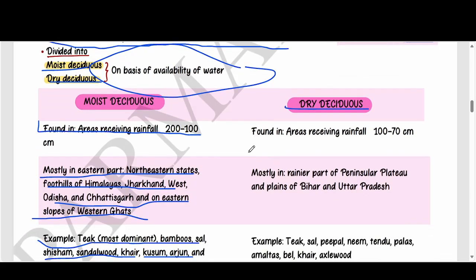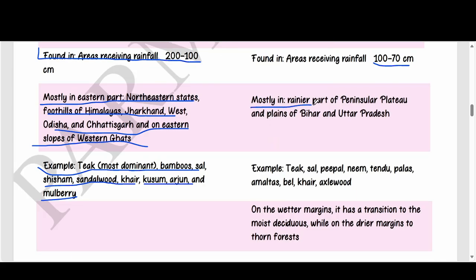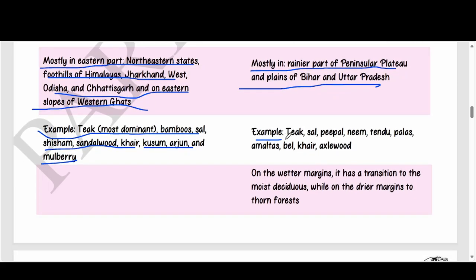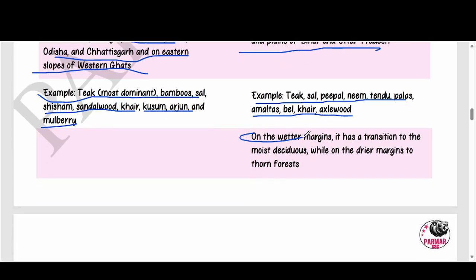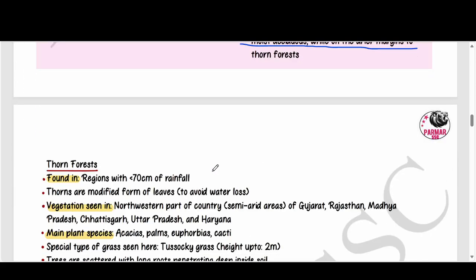Dry deciduous found in areas receiving rainfall of 100 to 70 centimeters, mostly in the rainier part of Peninsular Plateau and plains of Bihar and Uttar Pradesh. Example: teak, sal, peepal, neem, kendu, palas, amaltas, bel, khair, axlewood. On the wet margin, it is a transition to the moist deciduous, while on the dry margin to the thorn forest.